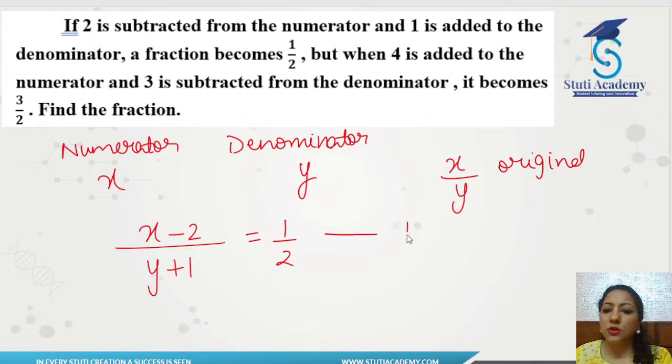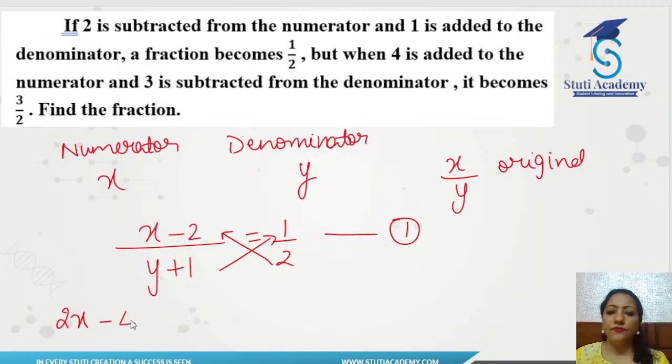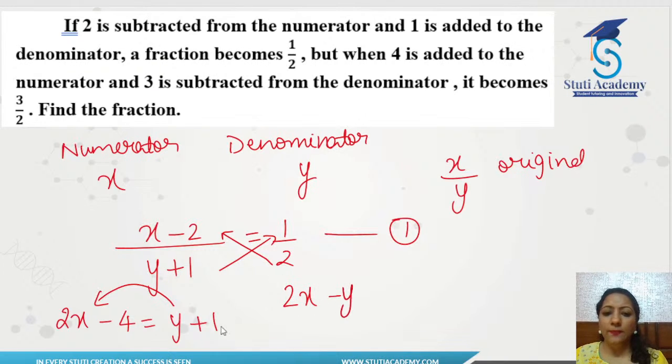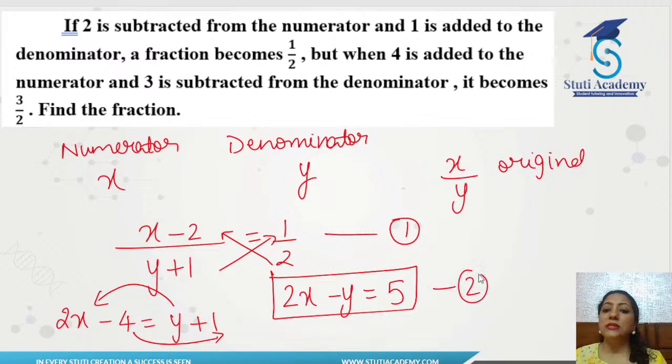So this is the first equation we've got. We'll simplify this. We'll cross multiply this. We'll get here 2x minus 4 is equal to y plus 1. We can take this y on the left hand side. We'll get 2x minus y. And this on the right hand side, we'll get 5 here. Minus 4, if we take on the right hand side, we'll get plus 4. So 2x minus y equal to 1 plus 4, that is 5. So this is the second equation. That's the simplified form of the first one.